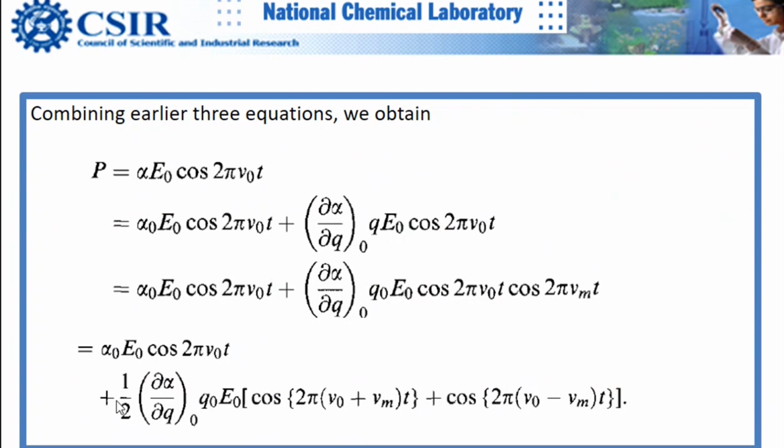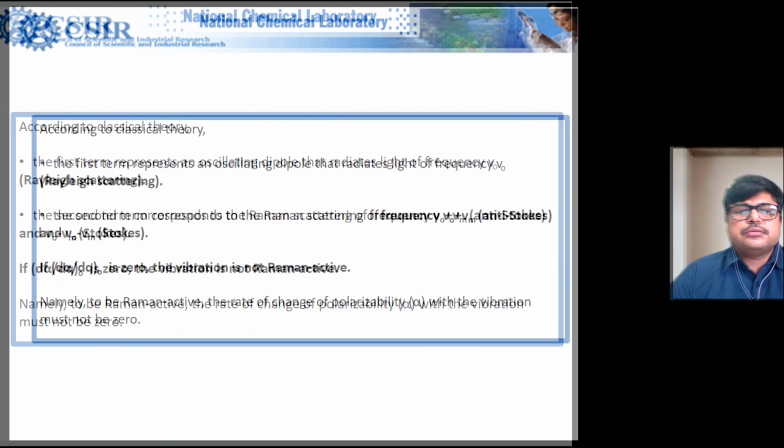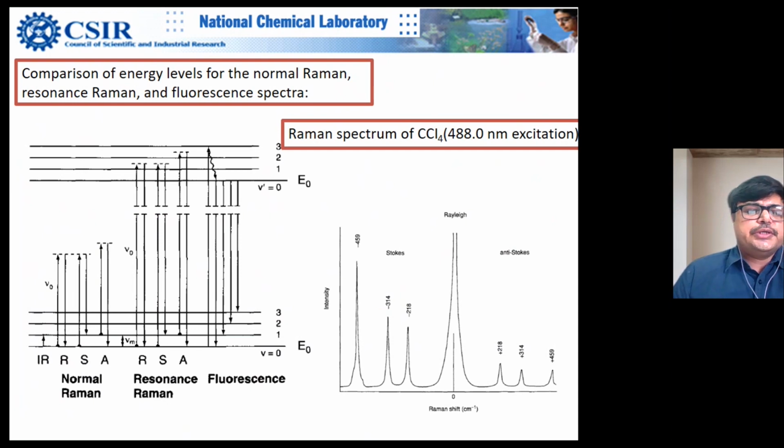Now if we look at the next term here, the frequency has an addition of nu m, and there is another term where there is a subtraction. So this is the Stokes and this is the anti-Stokes line, right? So the first term is Rayleigh, the second term is anti-Stokes, and the third term is Stokes. So it is displayed here.